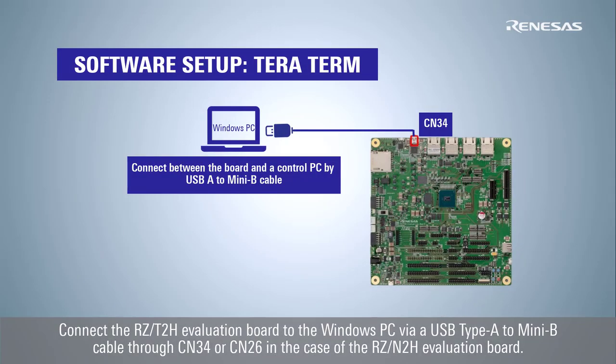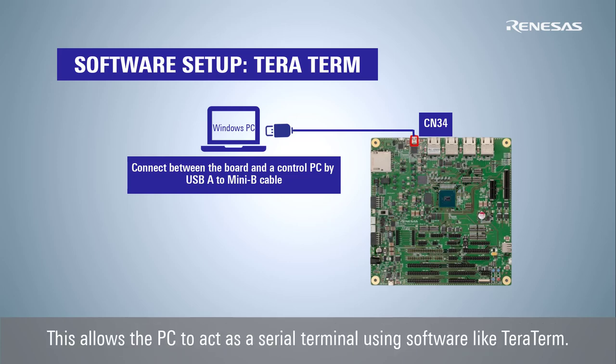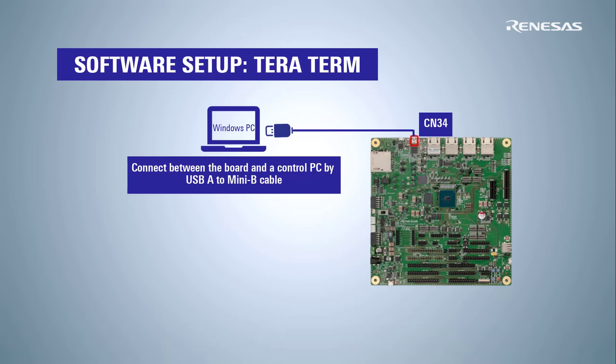Connect the RZ T2H evaluation board to the Windows PC via a USB Type-A to Mini-B cable through CN34, or CN26 in the case of the RZ N2H evaluation board. This allows the PC to act as a serial terminal using software like Tera Term.